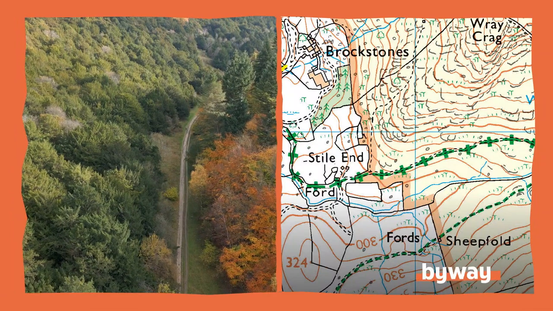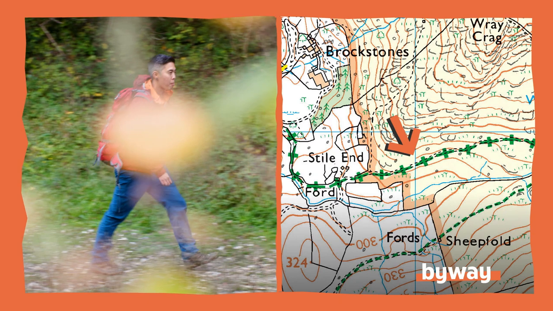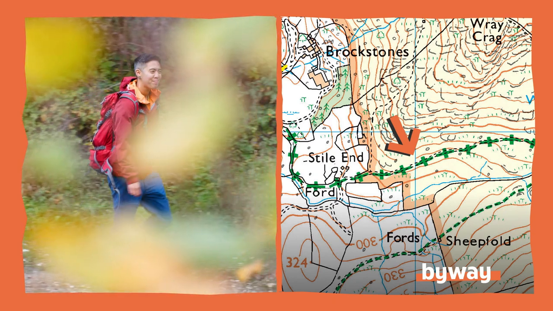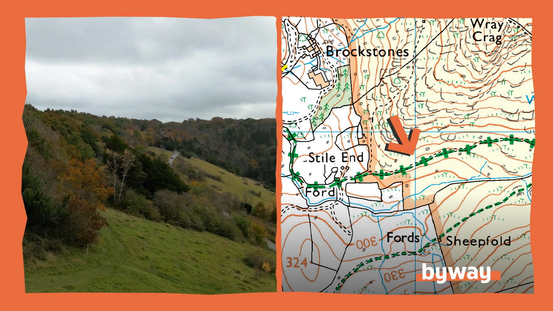And then we have byways. You'll see these routes marked by a green dashed line of cross symbols. Unlike other rights of way, these are open to all forms of traffic, including cars. So keep this in mind when planning your route.